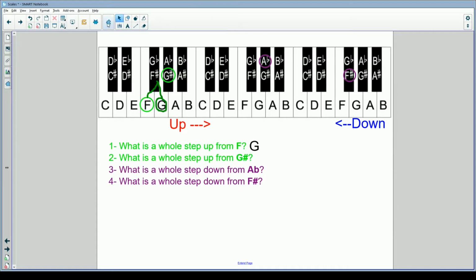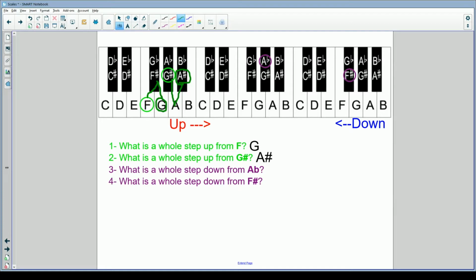Let's keep going. We need to look at a whole step going up from G sharp. Let's take a look at G sharp over here. Let's do 2 half steps to make a whole. Ready? 1 half plus 1 half is a whole. So that means a whole step up from G sharp is going to be A sharp. Remember, I'm using A sharp and not B flat because we're going up. So we're going to use sharps.